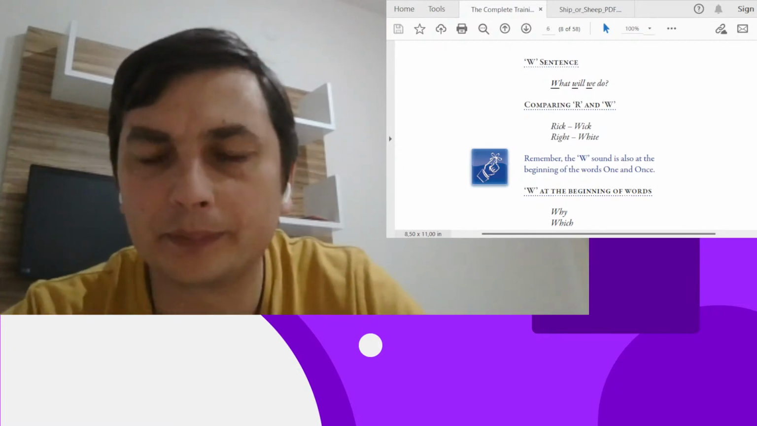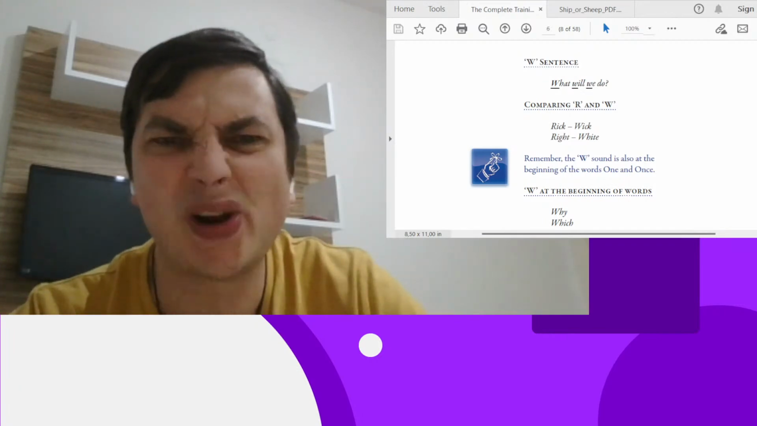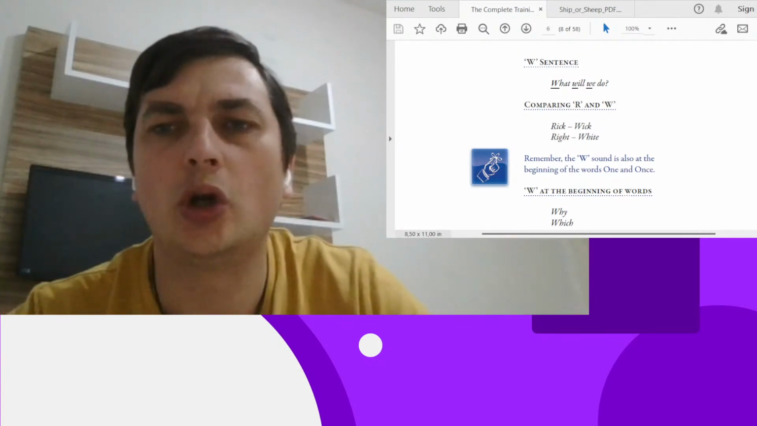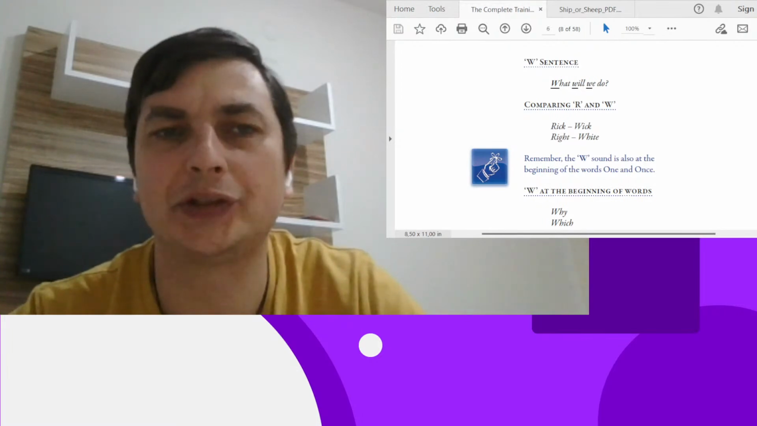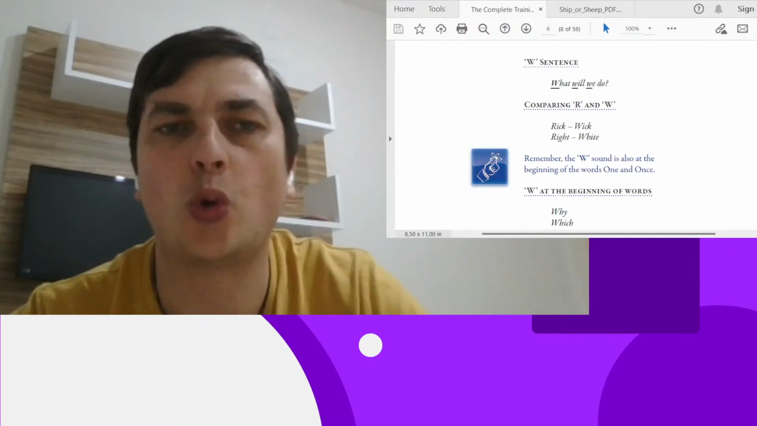Very good. Now, as I said, the W and the R are similar. Both of them are made with your mouth in a forward position and your tongue pulled back. Your mouth should be a little bit tighter when you say an R. Listen to the similarities and differences between these R and W words. Rick, wick. Right, white. It's not white with a V, it's white with a W.